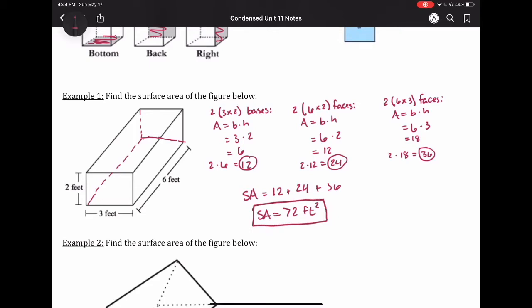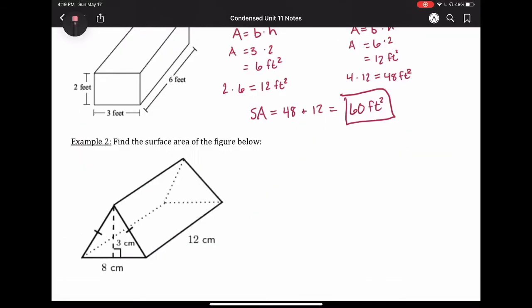All right, now let's go ahead and move on to our next example. Example number 2, which says to find the surface area of the figure below. Okay, so the figure below is a triangular prism. Right off the bat, I notice that on my triangular bases, I have the base of 8, but the 2 other sides of the triangle are different than the base. So I am going to have to find the other sides of the triangle on the base in order to solve for this whole thing.